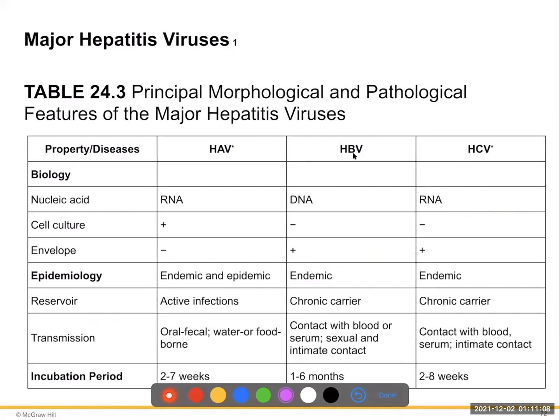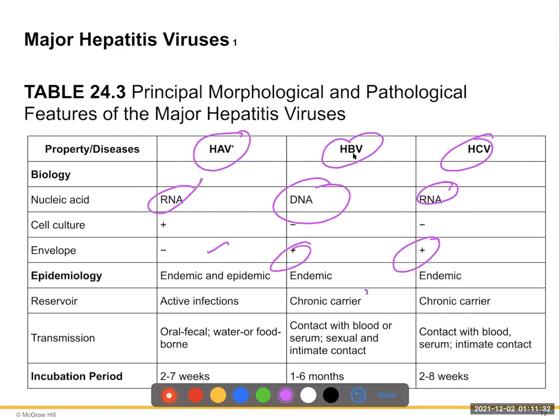Okay, so hepatitis A, hepatitis B, hepatitis C. Hepatitis A and C are RNA, and hepatitis B is DNA. That's the hardy one, really hard to kill. You can do a cell culture for A, but you cannot for B and C. B and C are enveloped, they have an envelope surrounding them. Hepatitis A does not.